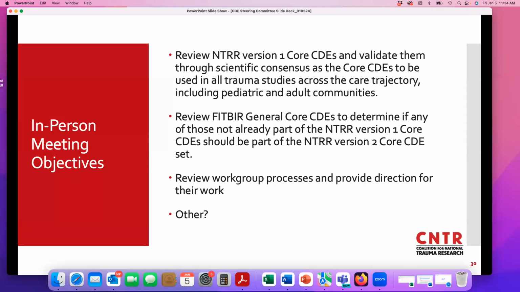And if we can agree on the core, then the work groups can start with those, knowing that those will be collected on every subject in every study to begin with, and expand from there as to what needs to be collected in a specific therapeutic area. They wouldn't have to spend time on the age, person, sex, or whatever those core sets are going to be.